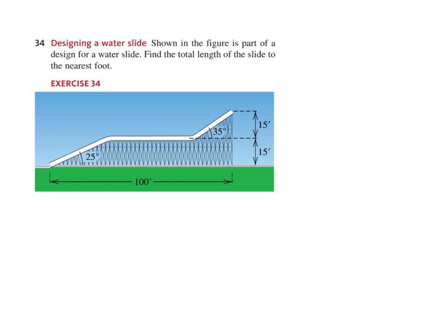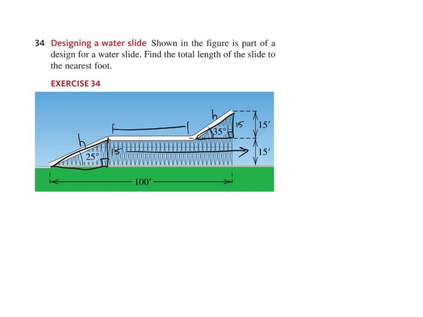Length of a slide. So here we have a right triangle with 25 degrees at that corner. We have a right triangle here with 35 degrees, and we have the opposite leg being 15. The whole thing is 100. So now the question is, let's figure out this hypotenuse here. And we do know this height, 15, that's what that says. So let's get that hypotenuse. And the only thing left will be this little portion right here. And we can figure those things out in a minute.